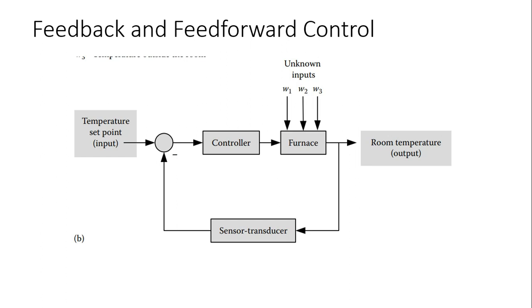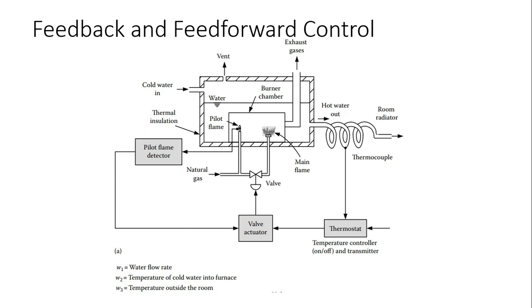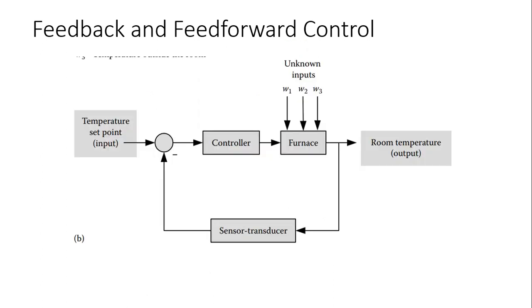So in feedback and feed forward control, temperature is set as an input, with a controller and furnace. The main inputs shown here are water flow rate, temperature of cold water into the furnace and temperature outside the room, which will be treated as the unknown inputs for the furnace, and the room temperature is the output. Sensors and transducers are used to control or identify the temperature in the furnace or industry area.